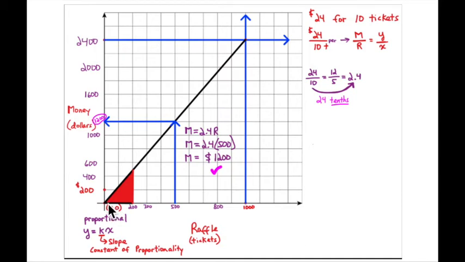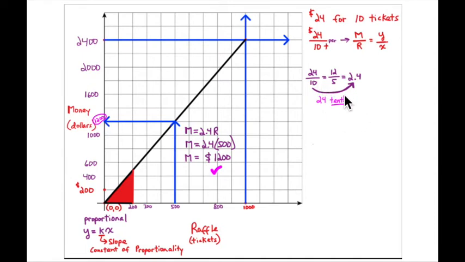So if the number of units in the horizontal direction is 200 in this case, well, what's 2.4 times 200? It is $480 that you're going to make off of selling 200 tickets. So you go up here, 480 is about 500, so it's about halfway in between 400 and 600. So that looks like it's about correct. Looks like it's in the right spot.